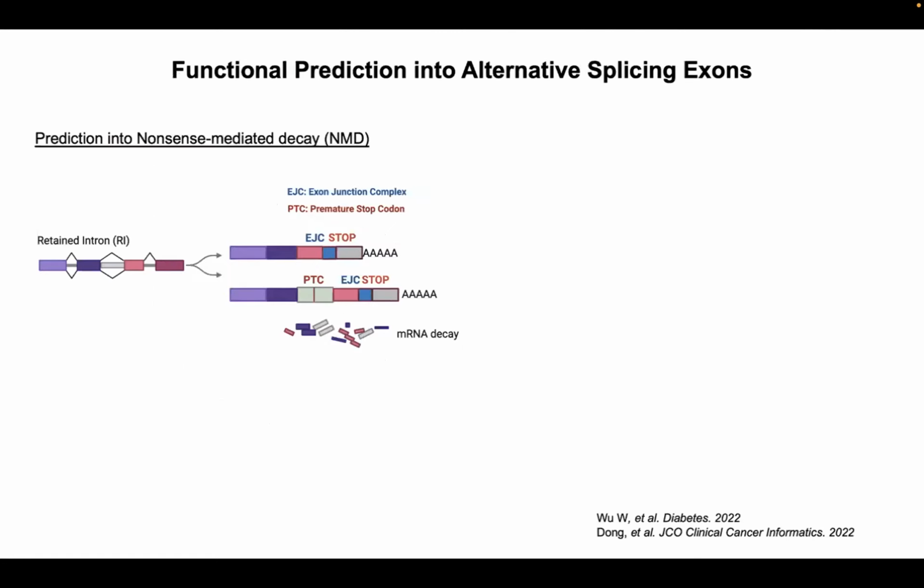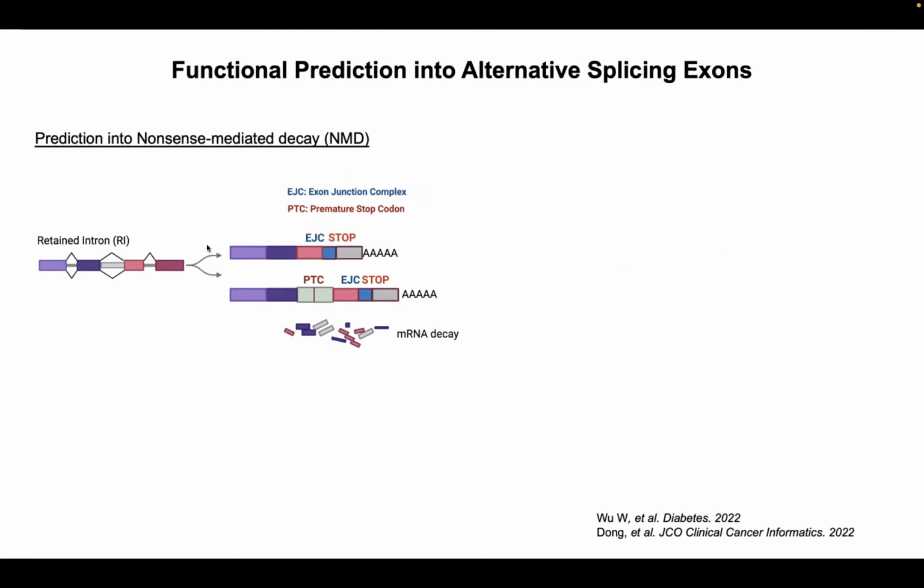And the next algorithm we have been working on is functional prediction for alternative splicing, because we all know that not all the pre-mRNA splicing-related transcripts will be successfully translated into protein. So it's important to do a functional prediction for the alternative splicing. In the first part, we predict nonsense-mediated decay, which is a very important human surveillance system.